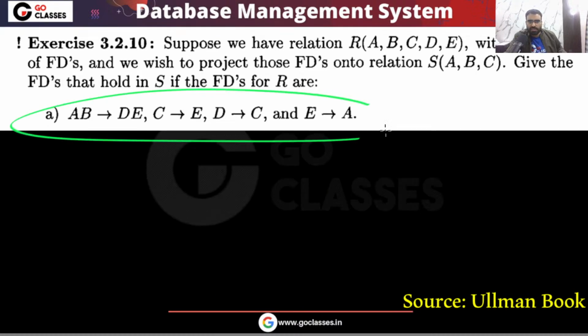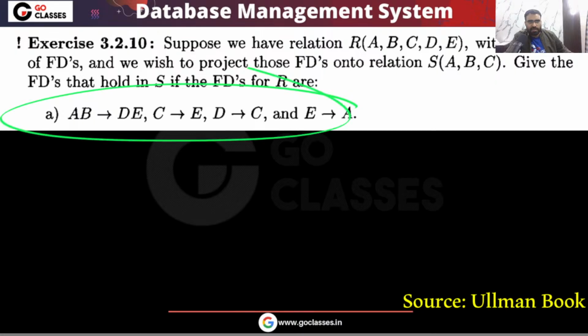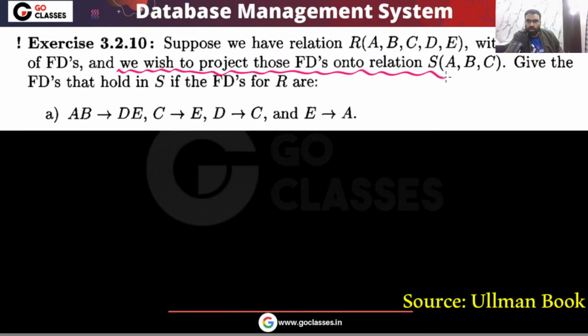Let's solve this. These are the functional dependencies that hold on the relation R. Now we want to find out which functional dependencies hold on the projection. Remember, we wish to project these functional dependencies onto the relation S, which is ABC. So this is what we want to find out.